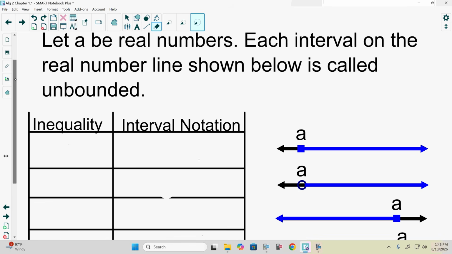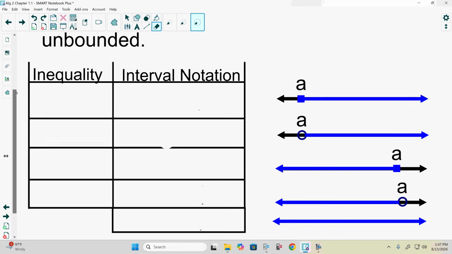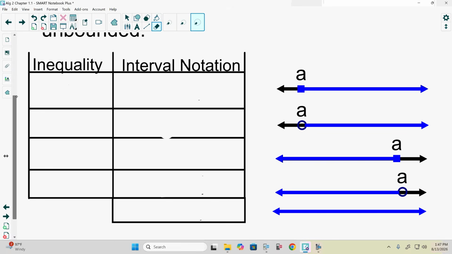Each interval on the real number line shown below is called unbounded. So we just have one endpoint, and it's going to continue to the left or to the right of that point, depending on what inequality we have. So for the first inequality, we're saying that X is greater than or equal to A. So whatever A is, X is bigger than it or equal to it. So X could be that value, or it could be bigger.